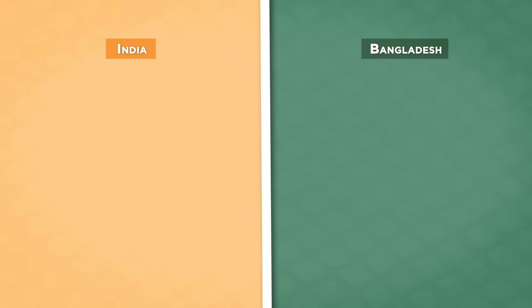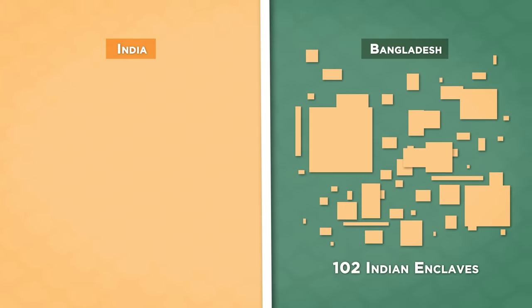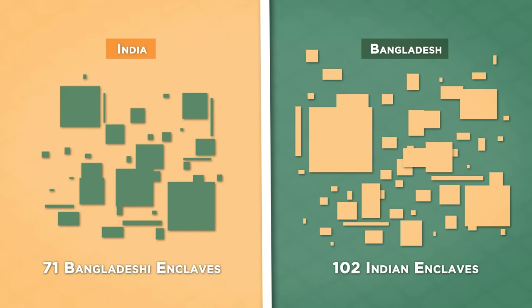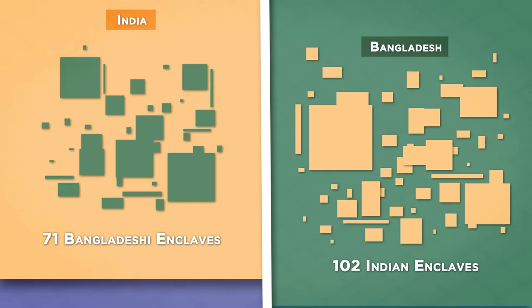However, in this situation between India and Bangladesh, there were 102 enclaves of Indian territory located inside of Bangladesh proper, and a further 71 Bangladeshi enclaves within India proper. That's pretty complicated enough, but that's really only the tip of the iceberg of this madness.